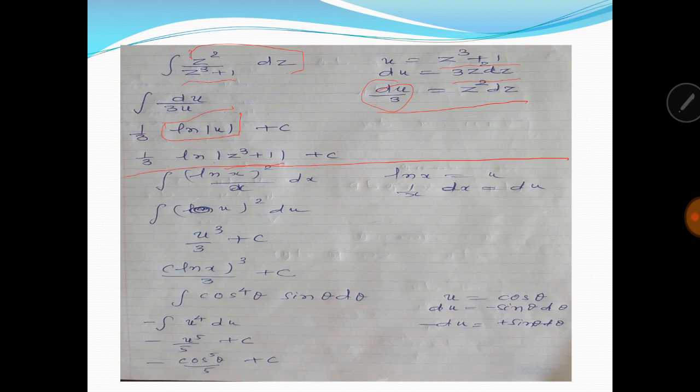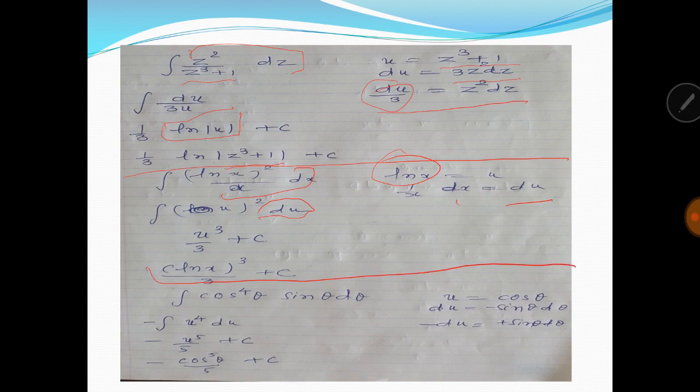This is another example where you have ln x square divided by x dx. So you take ln x is equal to u, so 1 upon x is the derivative of ln x, dx is equal to du. So you replace 1 upon x dx by du. Ln x you replace by u square, so you got the integration of u square, which is u cube divided by 3 plus c, replace u by ln x, and that's your final answer.